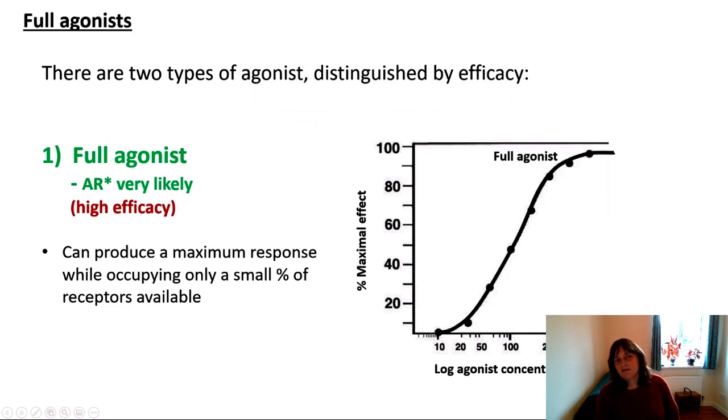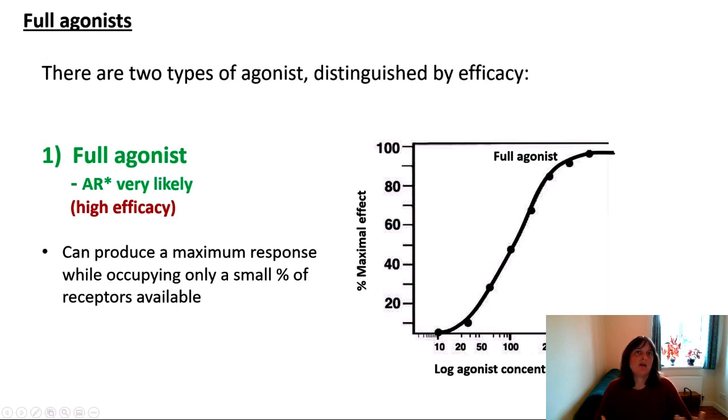So there are two different types of agonists which are distinguished according to their efficacy. We can get a full agonist, and the majority of drugs that we use are full agonists. These agonists have high efficacy, so they are likely to have a high maximal effect. Full agonists can often produce a maximal response from the system, even when they're only binding to a small proportion of the available receptors.